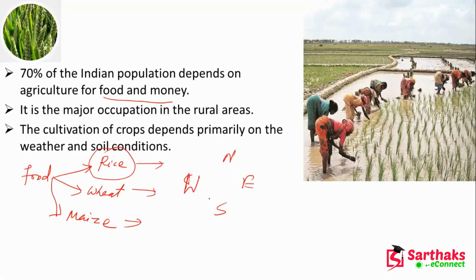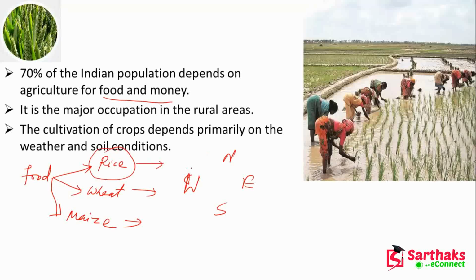At that time we are facing different weather. For different weather, different types of crop cultivation are possible. And the major occupation of our Indian people is agriculture. The cultivation of the crop depends primarily on the weather and soil. This I have already told you. These two factors are very, very important.